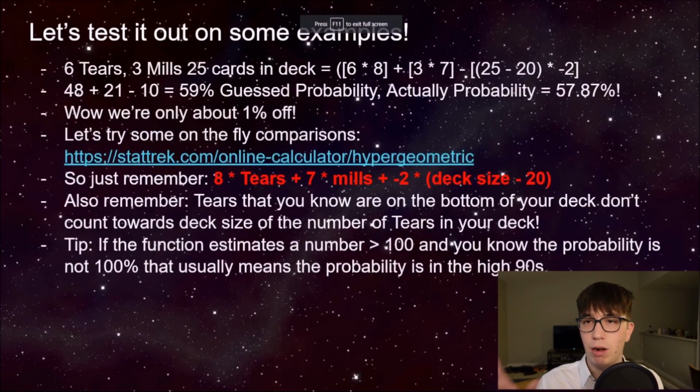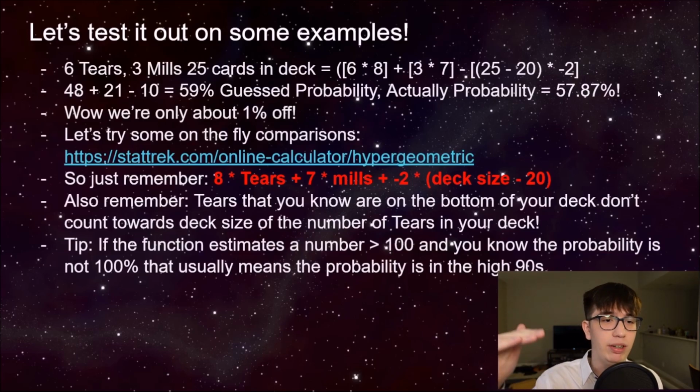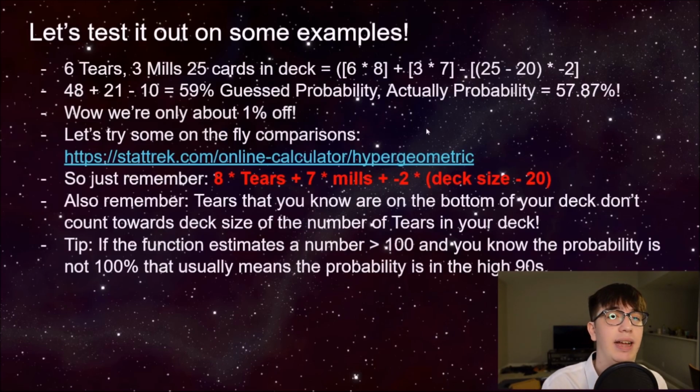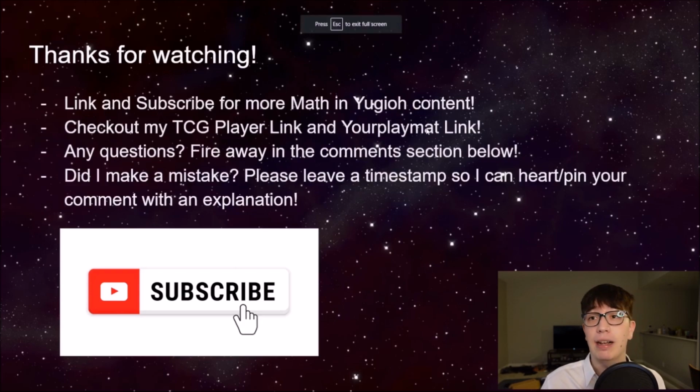So we are back, okay? A couple of things. Always remember, if you put tiers on the bottom of your deck and you haven't shuffled your deck, you know you're not going to mill those tiers, and you also know those tiers aren't really going to be randomly distributed in your deck, so they don't count towards your deck size or the number of tiers in your deck. Another tip, if your function estimates a number greater than 100, you know the probability is probably somewhere in the high 90s, okay?